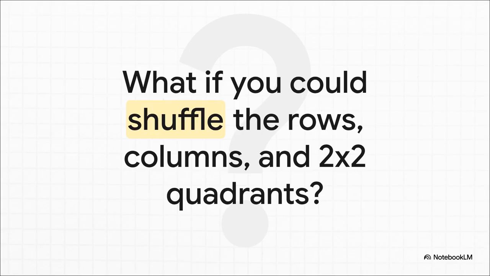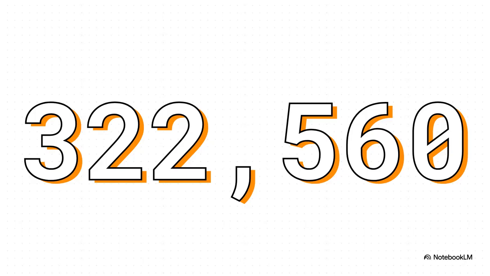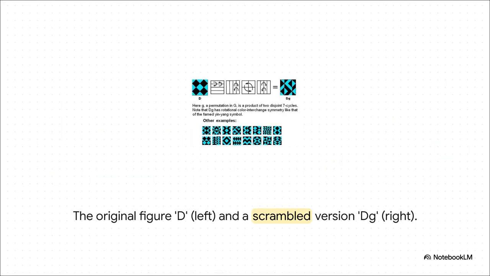So how many different ways could we possibly mess this thing up? Well, the number of ways you can rearrange it is just huge. It's not a few hundred or even a few thousand. It is 322,560 distinct ways to shuffle this little grid. Now, you'd think with that much scrambling power, you could just make a total random mess, but that's not what happens, not at all. And this really gets to the heart of the puzzle.